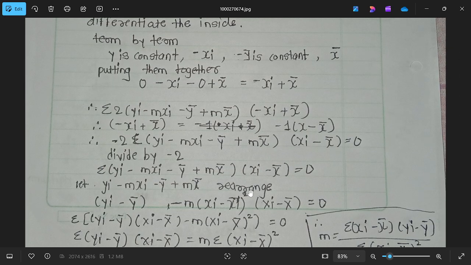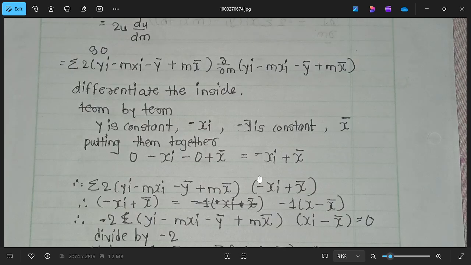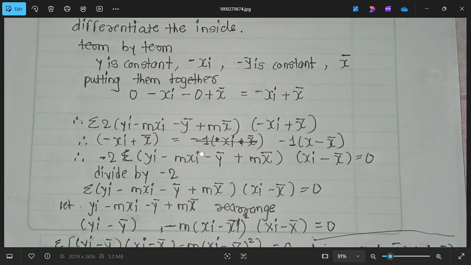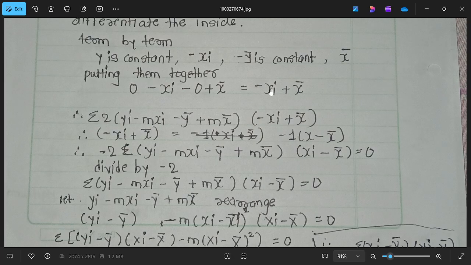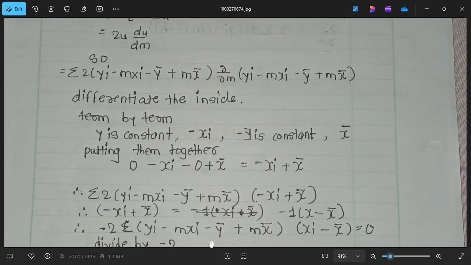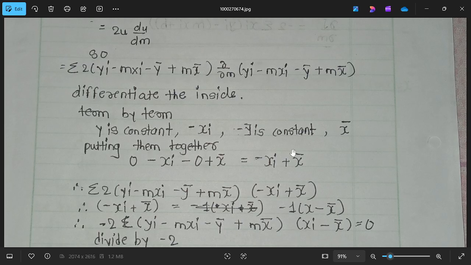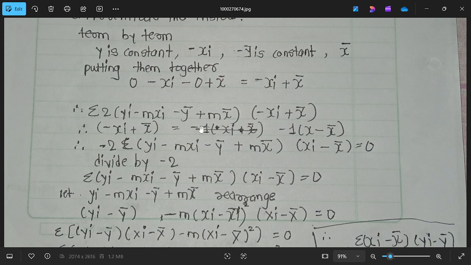Okay, so we take the 0 for here, we take the minus x bar xi from this, and minus 0 from y bar. Instead of taking the 1, we have taken the x as it is for the equation, and it will become minus xi plus x bar. So we have added this into these equations.